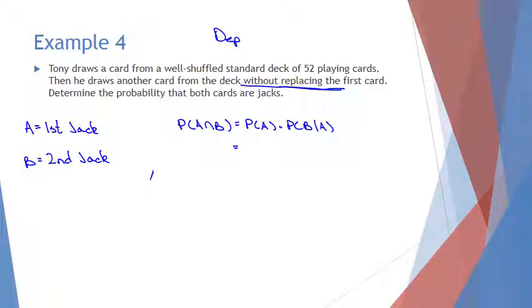So the probability of A. Well, how many jacks do I have? Well, I have 4 jacks in the deck out of my 52 cards. And then now I'm keeping that card out. How many jacks left over? There's now only 3 left over out of how many cards? 51, because again, I've kept that one card out.